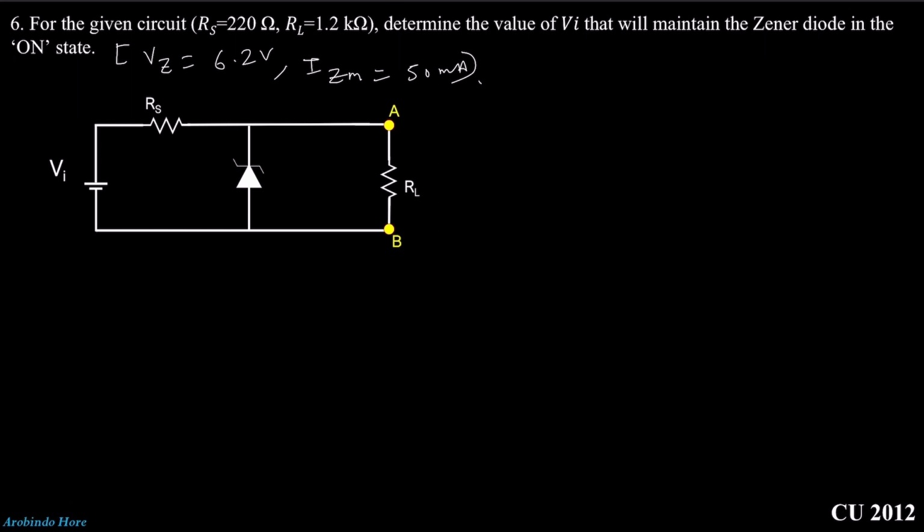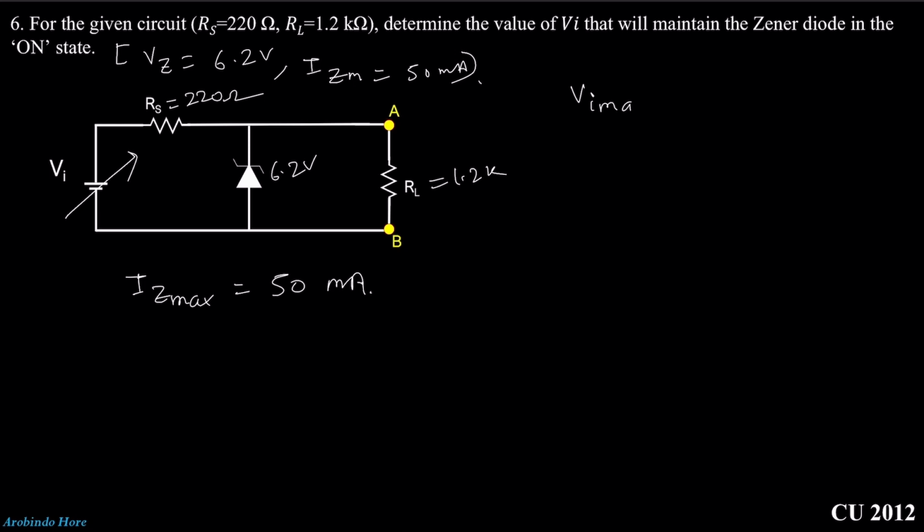For the given circuit, RS is 220 ohm, RL is 1.2k, the Zener diode is 6.2 volt, and the maximum current the Zener can tolerate is 50 milliampere. Okay, so we need to know the value of Vi max and the value of Vi min.